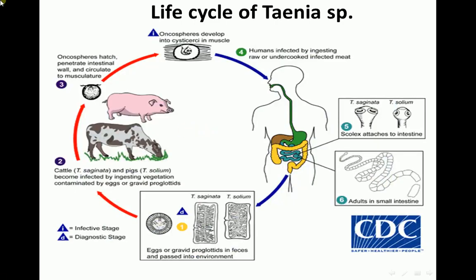Life cycle. Life cycle begins at the ingestion of the infected meat of beef, as in Taenia saginata, or pork, as in Taenia solium. We said the larval stage is encysted in the muscle of the intermediate host.